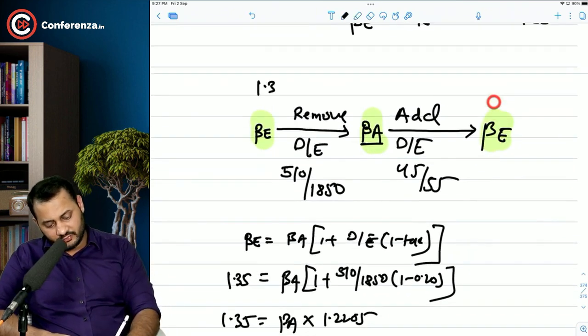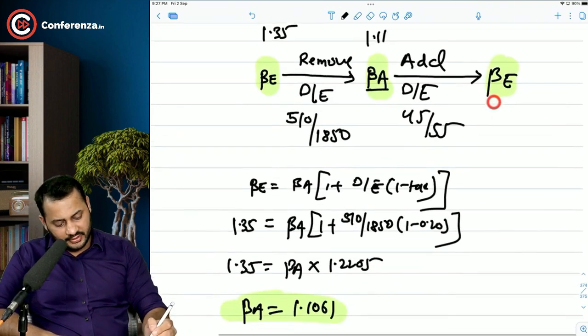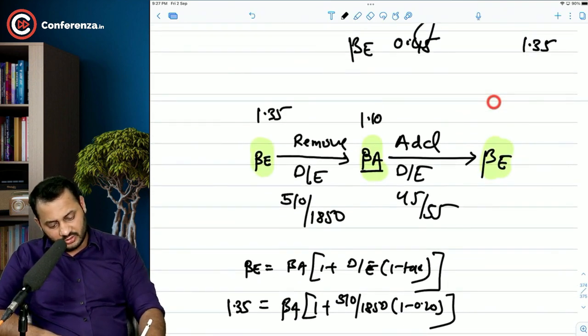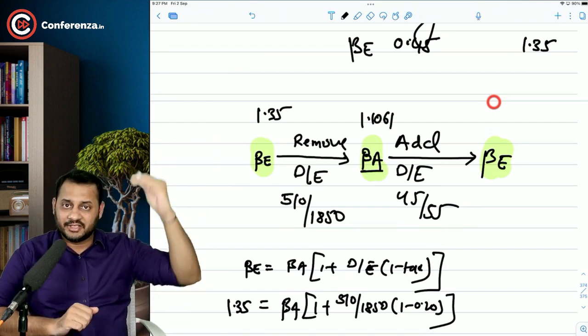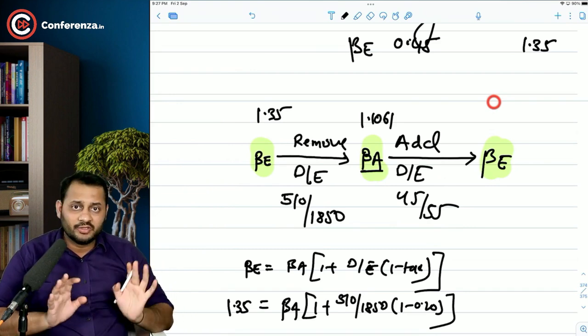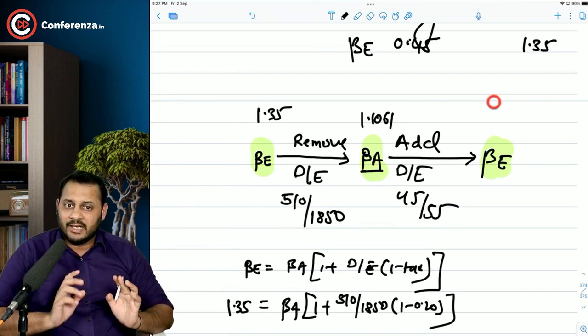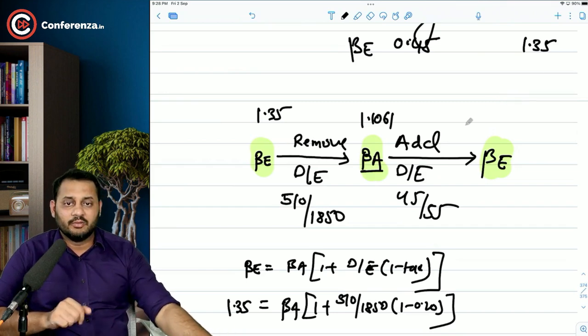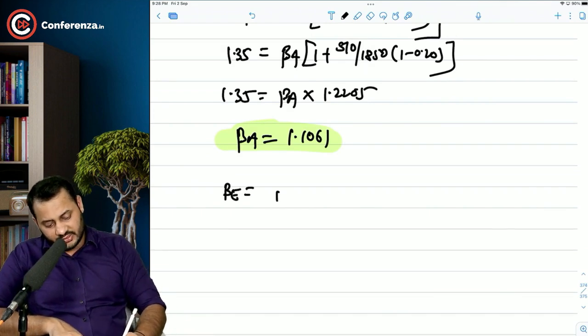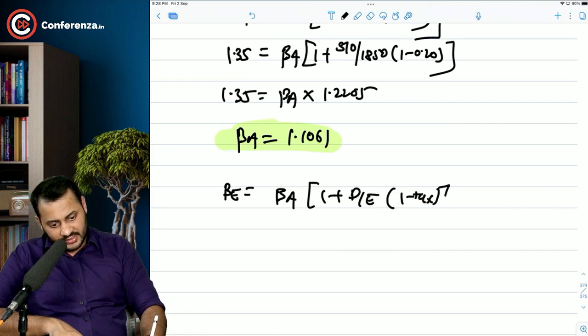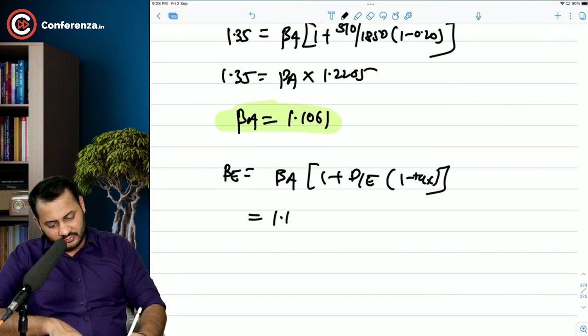So we have now converted the equity beta into asset beta. Practically we have removed the risk of debt from the equity beta, and that's why you can clearly see the beta has reduced, because the risk has reduced. You have removed the debt from the company virtually, and if you remove the debt from the company, it will become 1.1061. Now again, equity beta is equal to asset beta in bracket 1 plus debt equity ratio into 1 minus tax. That means we are going to add 1.1061 into our debt equity ratio 45 by 55 into 1 minus 0.20.